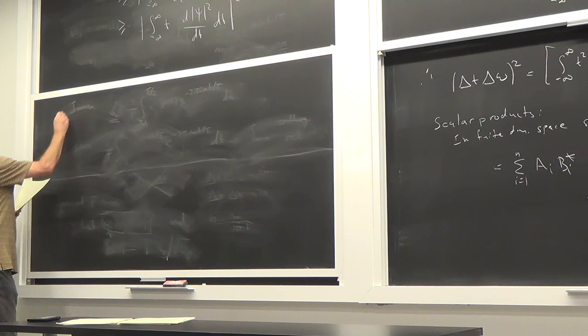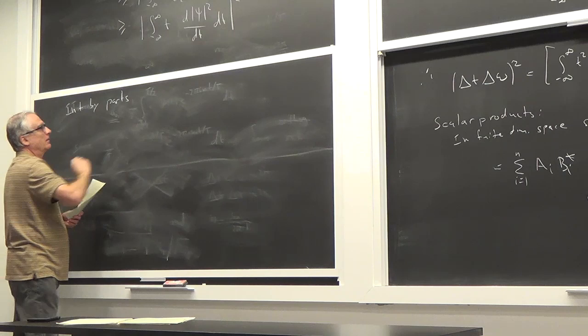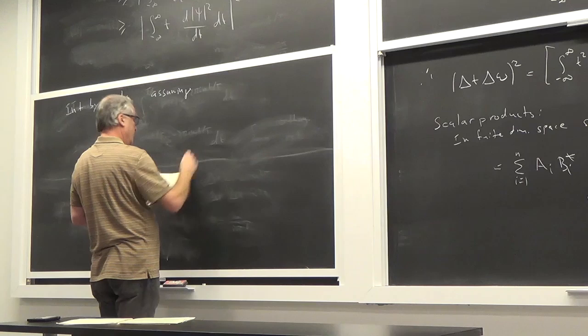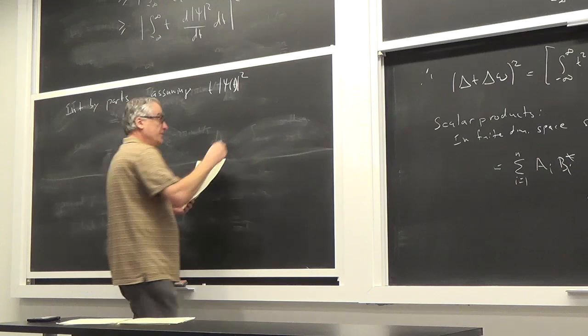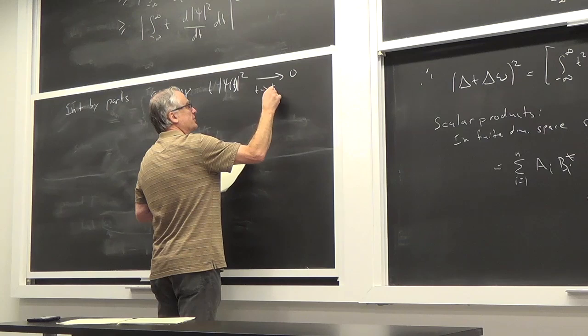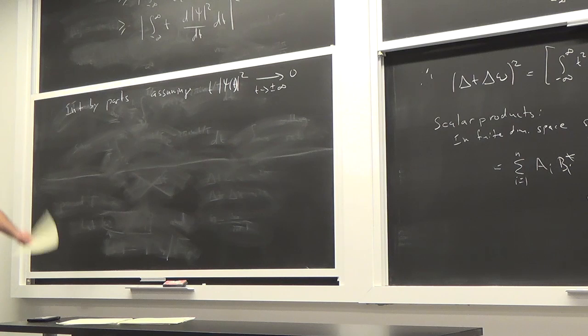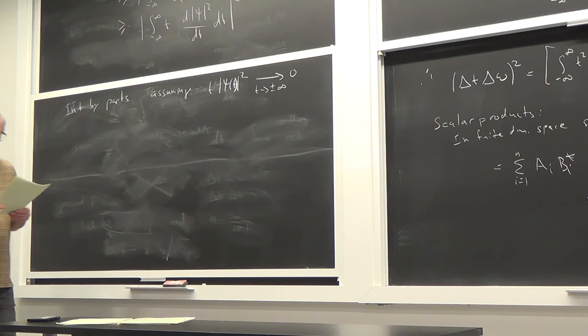Integrate by parts. Assuming that t times psi, so this is what's going to be an integrated part, is just t times psi of t squared. And I want that to be such that it also vanishes as t goes to plus or minus infinity. I'll make sure that whatever my amplitude is, it falls off fast enough at infinity such that I can ignore the integrated part.